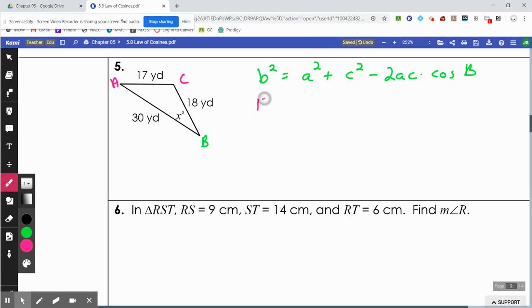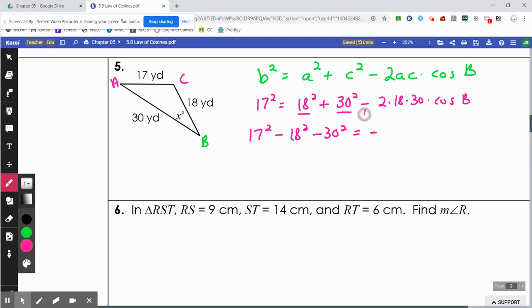So small b is 17, so 17 squared equals; angle A is across from 18, angle C is across from 30. So you have 2 times 18 times 30 times the cosine of angle B, which is what we're looking for. And you could put an x there if you wanted to. Move these two terms over. So now you have 17 squared minus 18 squared minus 30 squared is equal to, don't forget this negative when you're writing it down, leave that negative there, negative 2 times 18 times 30 times the cosine of B.